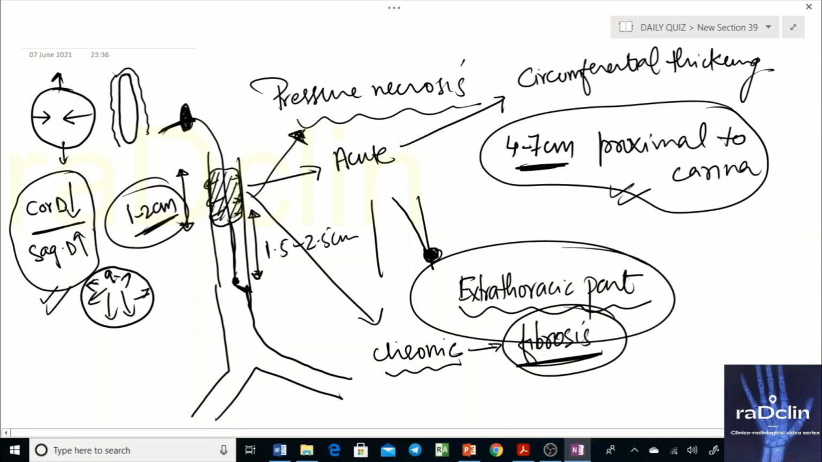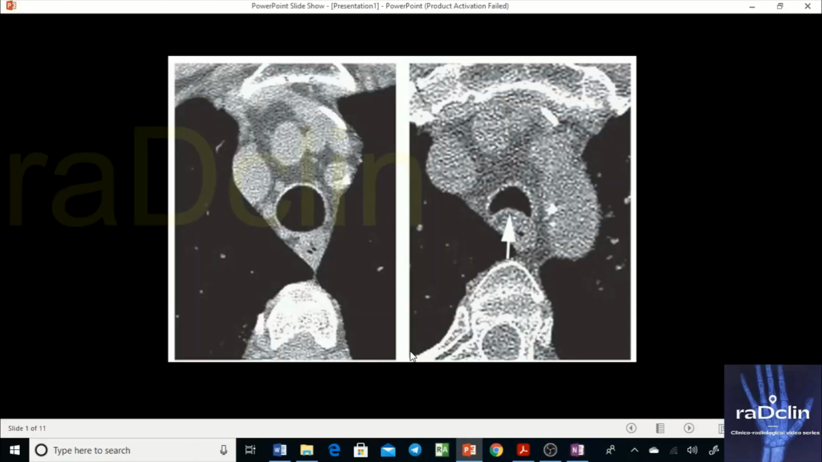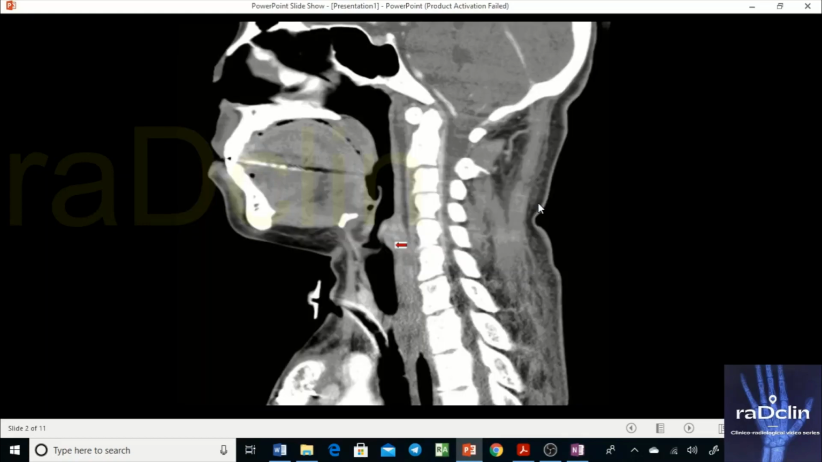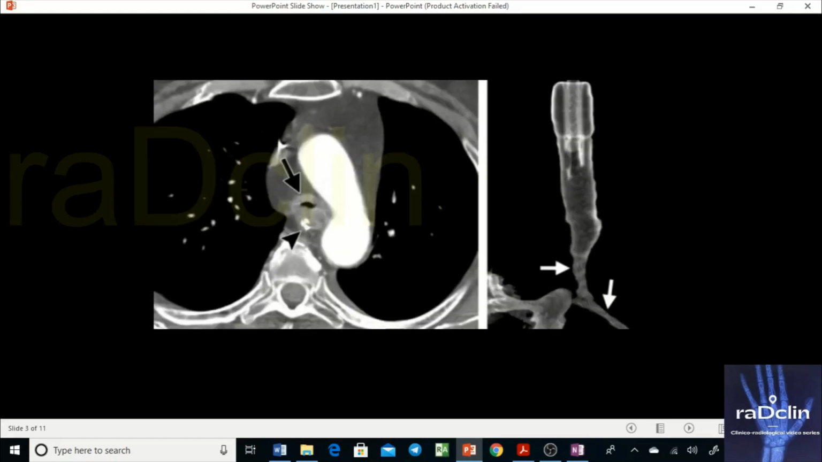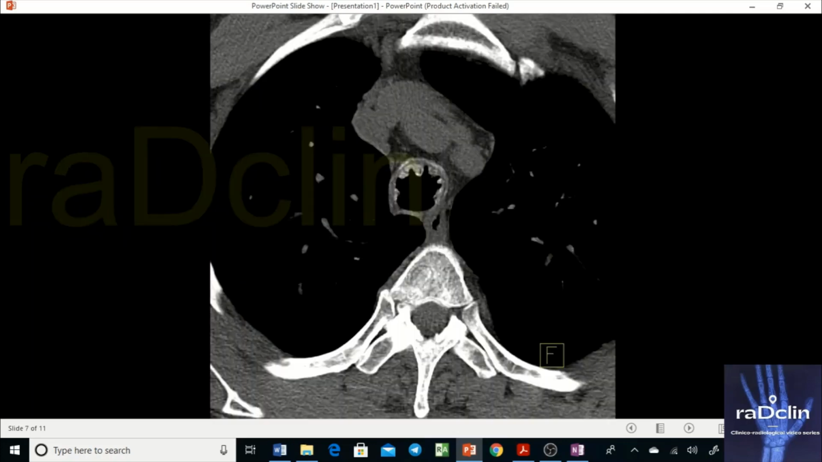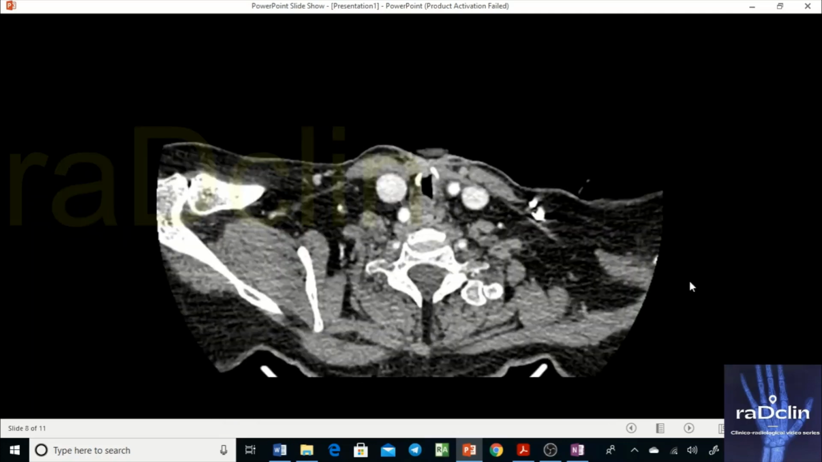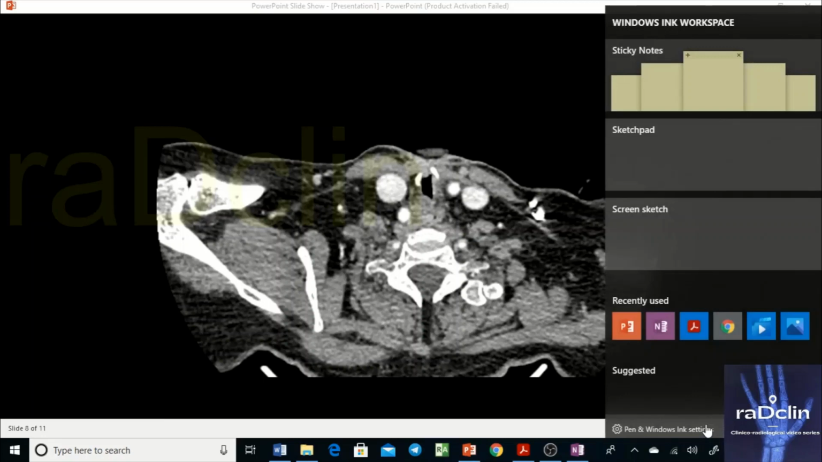Okay, and in the acute phase you will see narrowing of the trachea, but it will be inflammatory narrowing. It will be thickened diffusely, circumferentially. Okay, so this, see this particular CT scan of this patient.